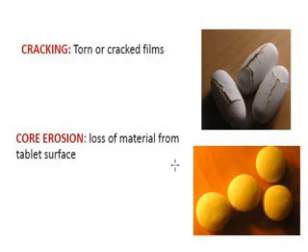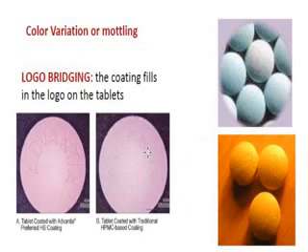Then core erosion, loss of material from the tablet surface. Sometimes because of the cracking, some material from the inner side or the core of the tablet may release its material. So it is called core erosion. Then color variation or mottling. When there is an uneven distribution of the coloring agent in your tablet, it is called mottling. Another problem is called logo bridging. While printing the logo on the surface of your tablet, sometimes it may not print properly.